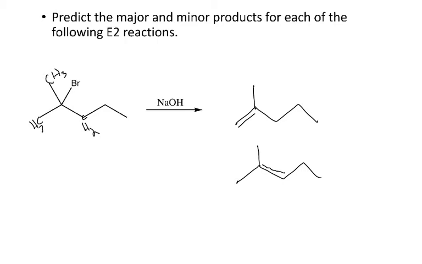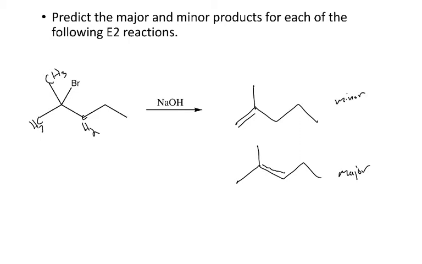So now I need to decide which one is the major product and which one is the minor product. Hydroxide is not a bulky base, and if you remember our video on alkenes, more substituted alkenes are more stable. And so when I have a base that's not bulky, it's going to prefer the constitutional isomer that is more substituted. Because this one is tri-substituted, whereas this one is di-substituted, this is going to be my major product, and this is going to be my minor product.